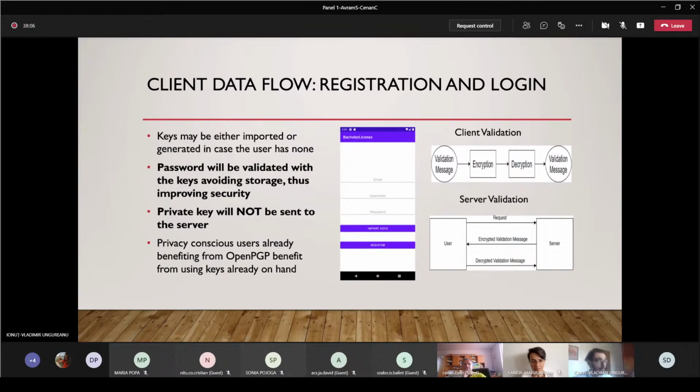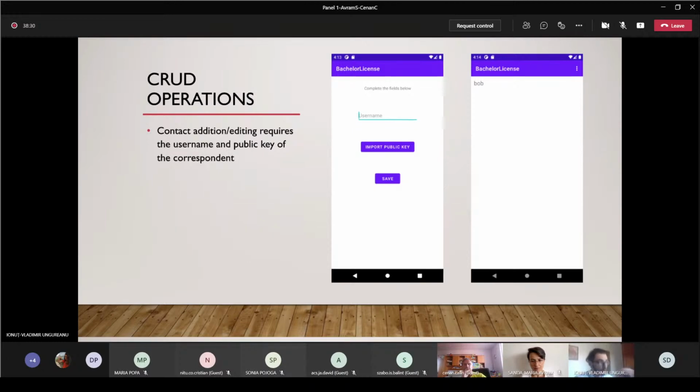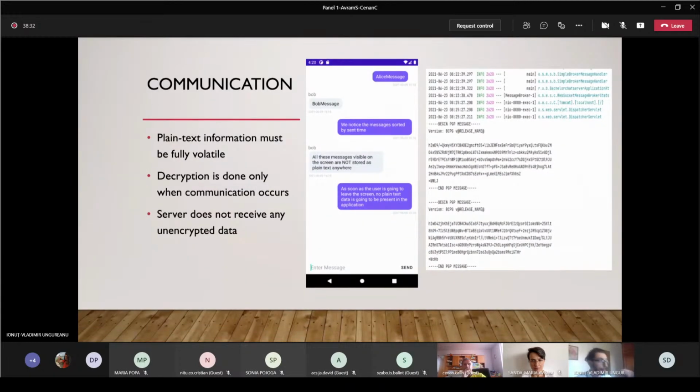The login is similar, however, no communication is done with the server. In order, CRUD operations. What do we mean by CRUD operations? Contact addition, for example. In order to communicate, we need a username and a public key. There are some things which would be worth mentioning here, but they are extra, so to say. For example, functionalities such as blocking. We can go back to them if you will, but the most important thing is the communication.